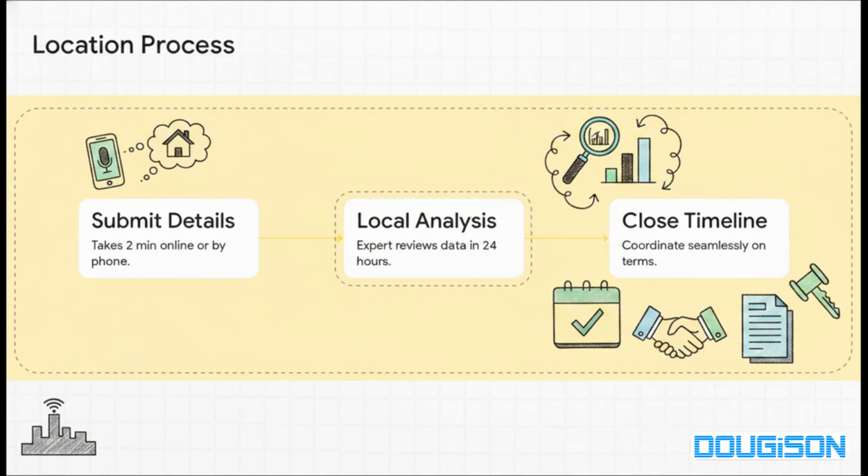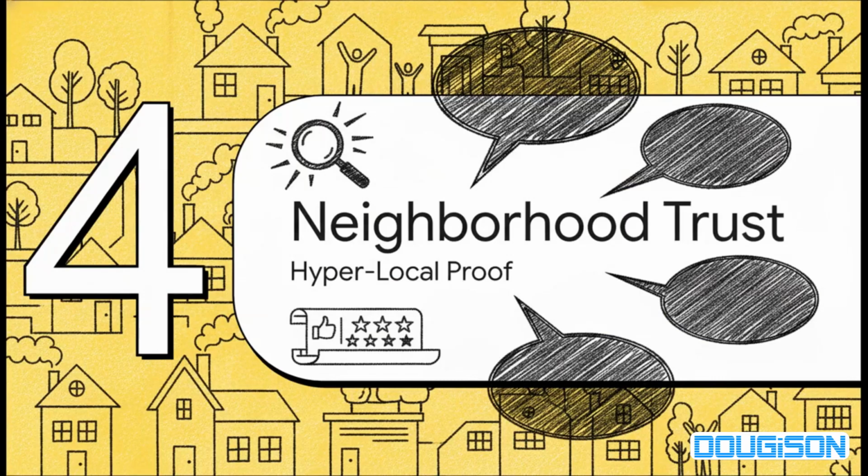Do you see how we aren't just vaguely saying step 1, 2, 3? We're continually reinforcing the local neighborhood aspect of the service. Let's look at Section 4, Building Neighborhood Trust, Leveraging Hyperlocal Social Proof.